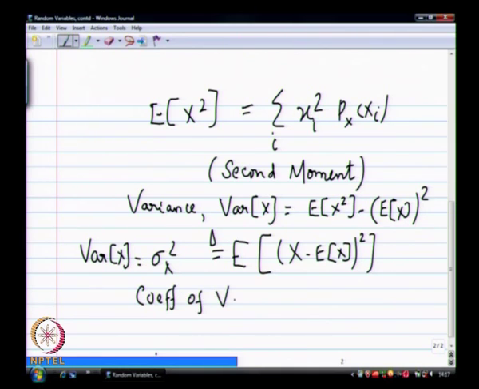And there is one more metric that one can measure, called the coefficient of variation for a particular random variable. Sometimes we call it COV.